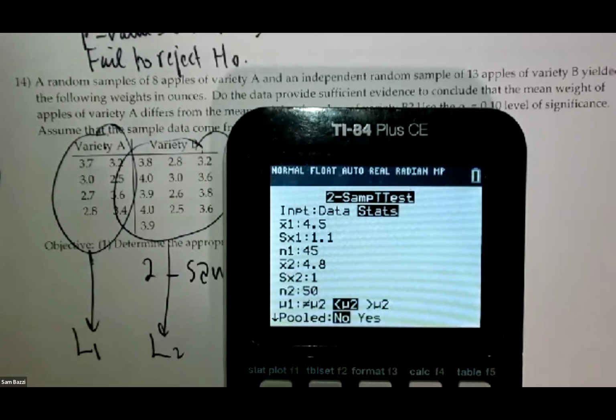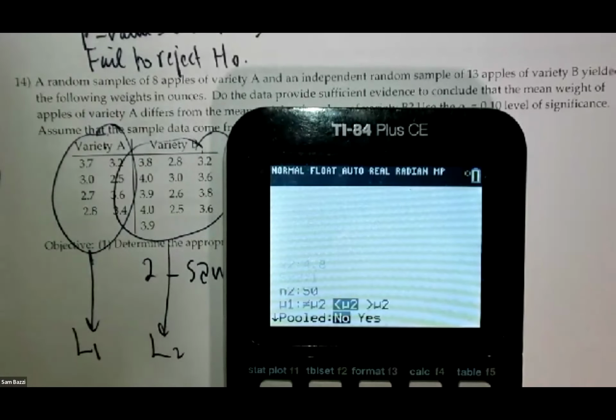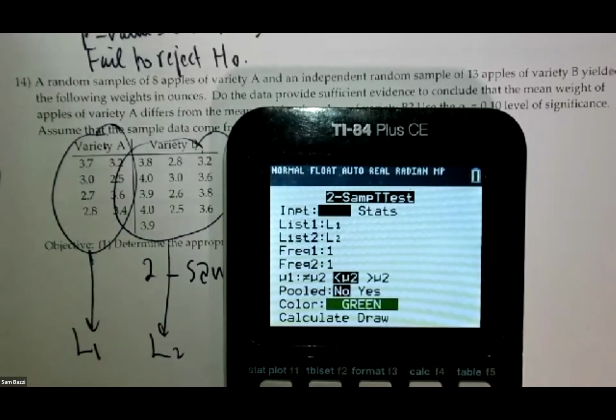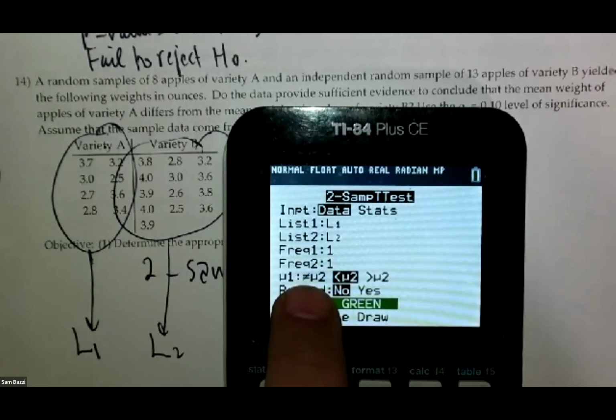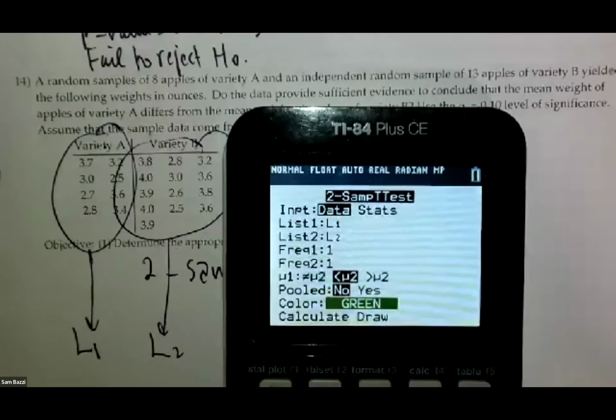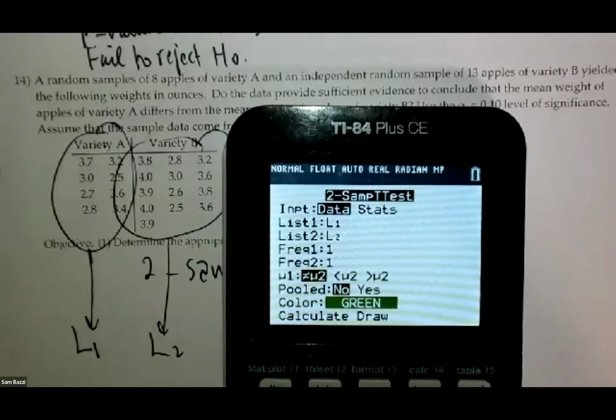Now, this time, guys, we're going to choose data. L1, L2, don't touch the frequencies. We need to check that mu1 is not equal to mu2. You see now this is blinking. It's not selected, guys. Don't think that you selected the first one. You have to press enter, and now it's working. Pooled is no by default, and then hit calculate.